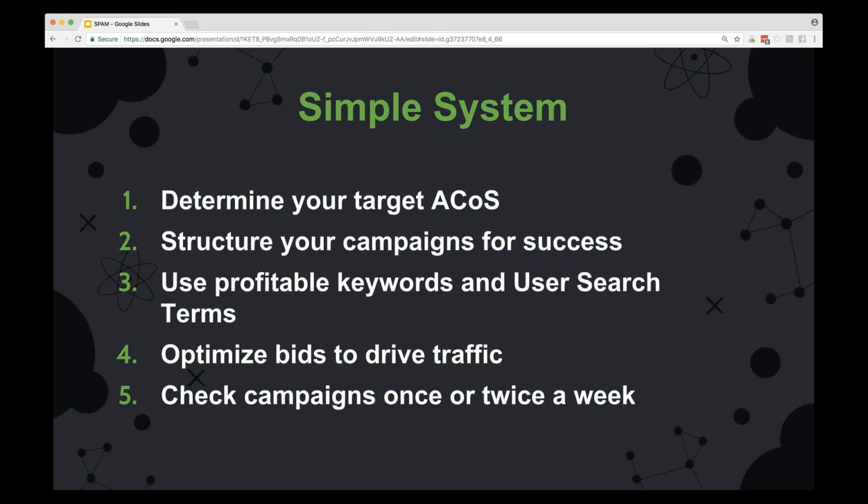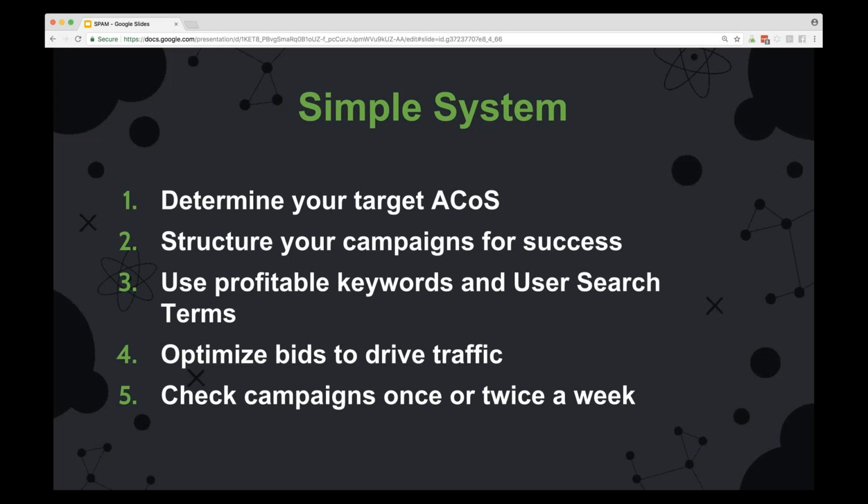So that's the simple system. Determine your target ACOS, know your business goals for going into it, right? Structure your campaigns for success, have an optimized listing, etc. Use your profitable keywords and use your search terms. Focus in on the ones that matter, and the ones that don't matter, you can lower or get rid of. Optimize your bids to drive traffic, right? Keep the ones in mind that are driving traffic. Make sure that you're bidding high on the ones that are sending traffic and converting, lower on the other ones. And then check your campaigns once or twice a week.